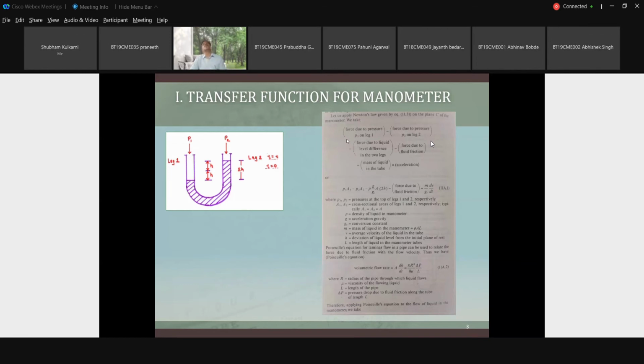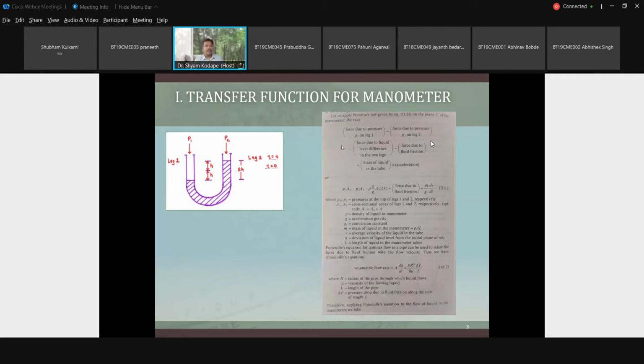See here, our aim is to derive the transfer function. For this derivation, you have to identify what is output and what is input. Because the transfer function, as you know, is a ratio of the Laplace of the output deviation variable to the Laplace of the input deviation variable. So what is output and what is input? You have to identify it first.